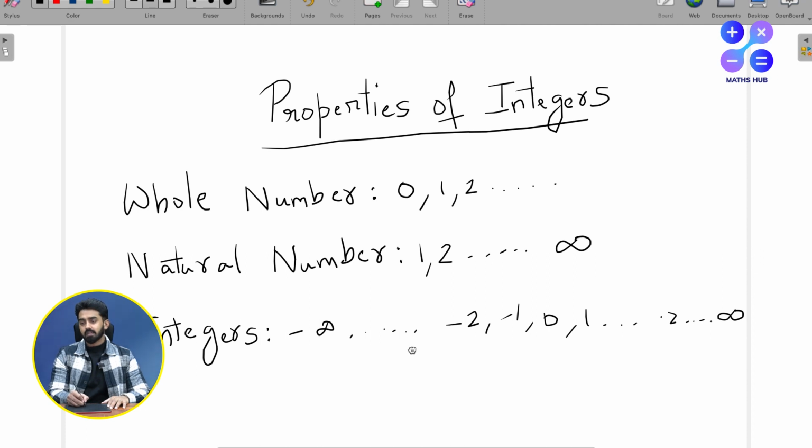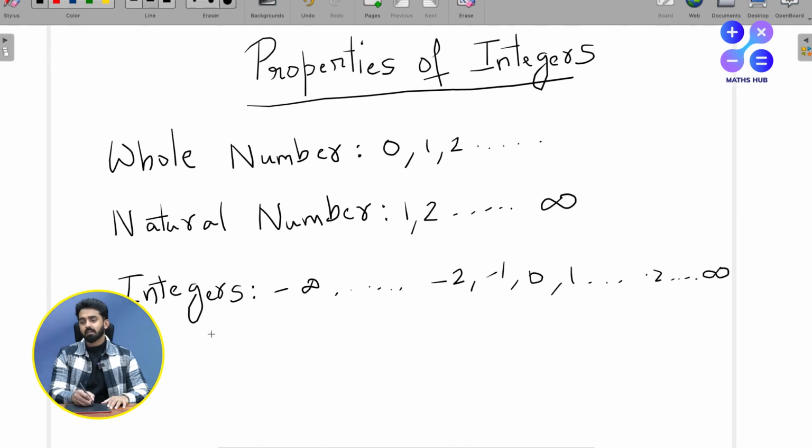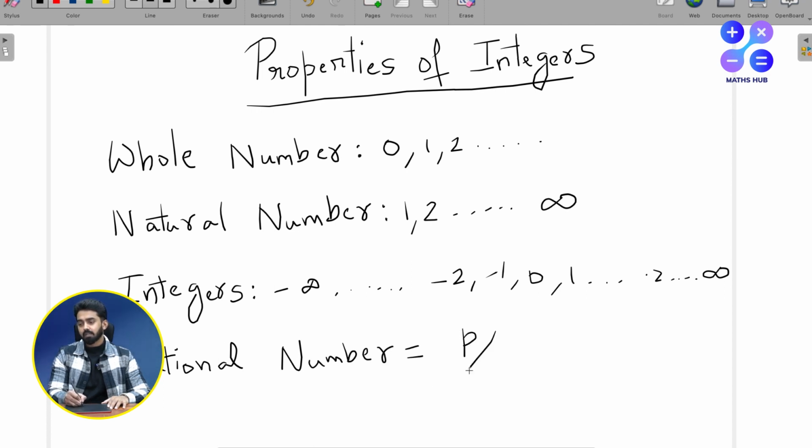And now if you go further down the chain, you will find rational numbers. So how do you define a rational number? Any number which can be written of the form p by q, right? So if you can write a number in the form of p by q, where p and q are both integers and q is not equal to 0, that is called a rational number, right?